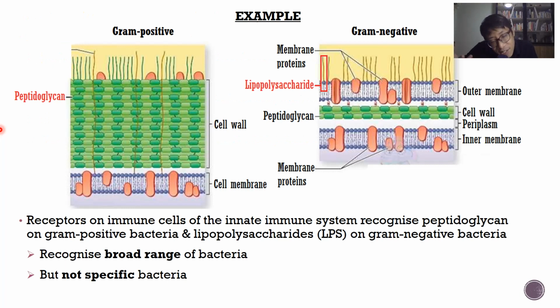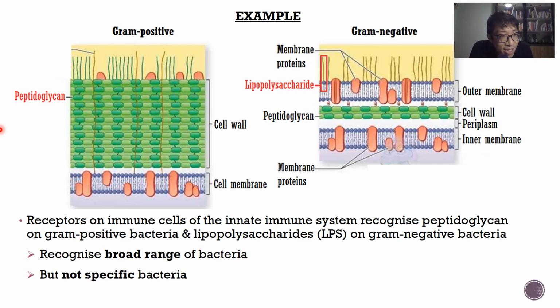All right, so again, example here, right? Peptidoglycan, or if it is a gram-negative bacteria, then we have the lipopolysaccharide that is found on the outer membrane, right? So whatever bacteria, as long as they are gram-positive, then they would have this very thick layer of peptidoglycan on their surface. That would be recognized by the cells of the innate immune system.